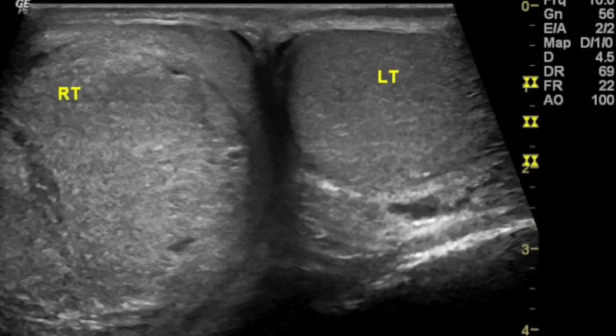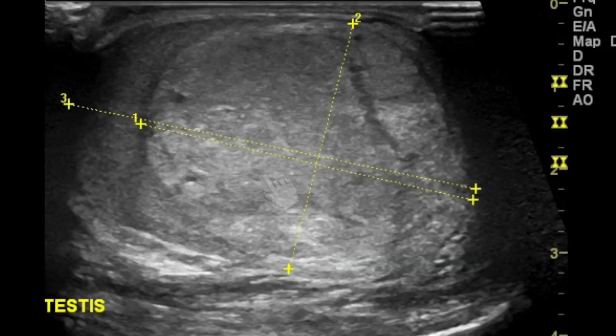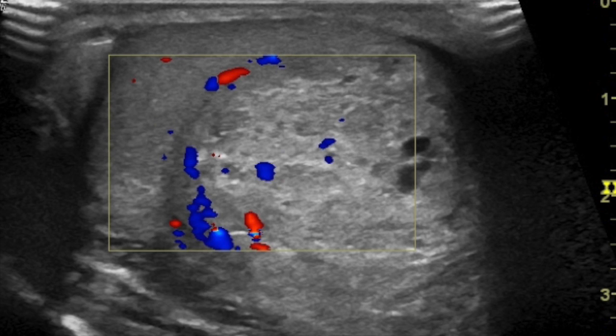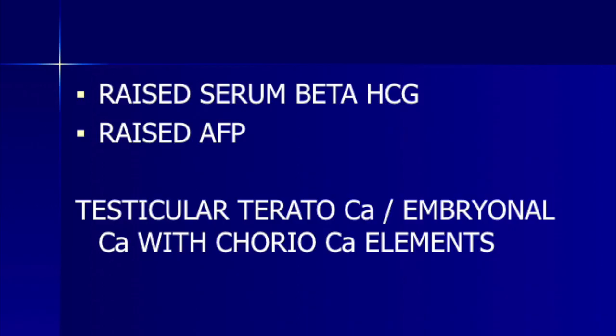That's right. On the right side, my patient had this focal, large, predominantly solid, inhomogeneous mass, the left being normal. You can see the mass better in this longitudinal section, color Doppler pictures. This patient on workup had raised serum beta-HCG, raised AFP, so markers were abnormal. On surgery, it turned out to be testicular teratocarcinoma, embryonal carcinoma with choriocarcinoma elements. And that is why you're, you know, hypothetically speaking, the positive UPT.